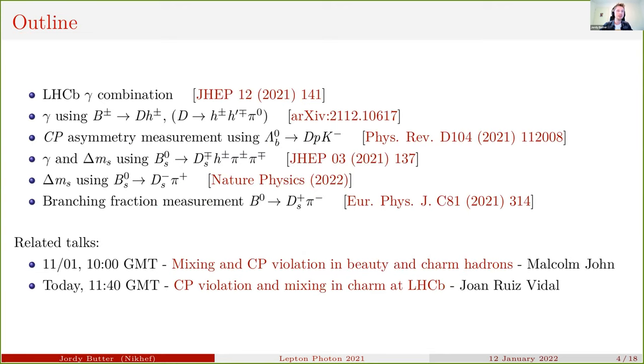So first of all, the LHCb combination of gamma, then a gamma measurement using B to DH decays. Then I will discuss CPT symmetry measurements of a baryonic decay, then a measurement of gamma and delta ms using the time-dependent measurement Bs to Ds h pi pi, then only delta ms using Bs to Ds pi, and finally Bd to Ds pi. Related talks are one of yesterday by Malcolm, and later today, in a session by Johan about the charm equivalent.